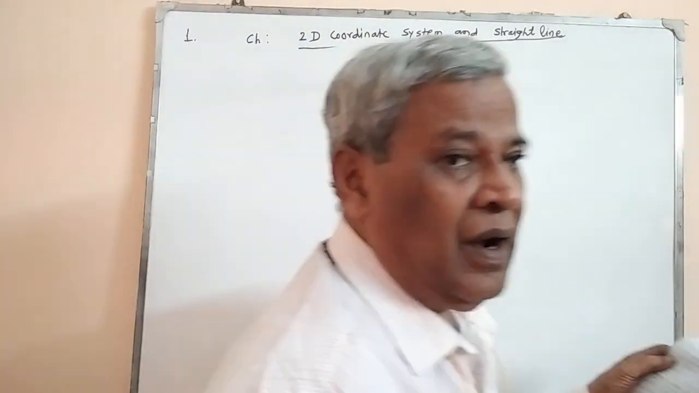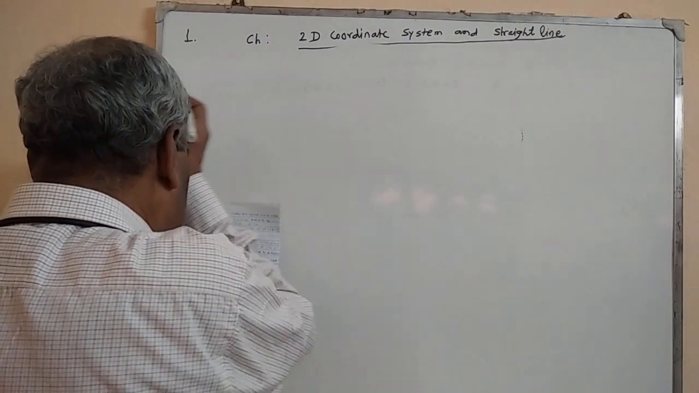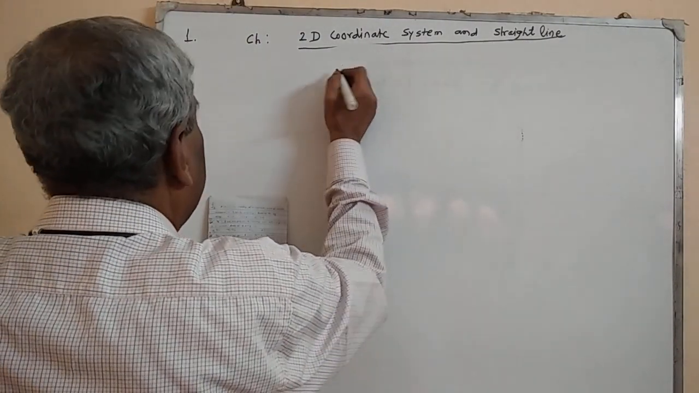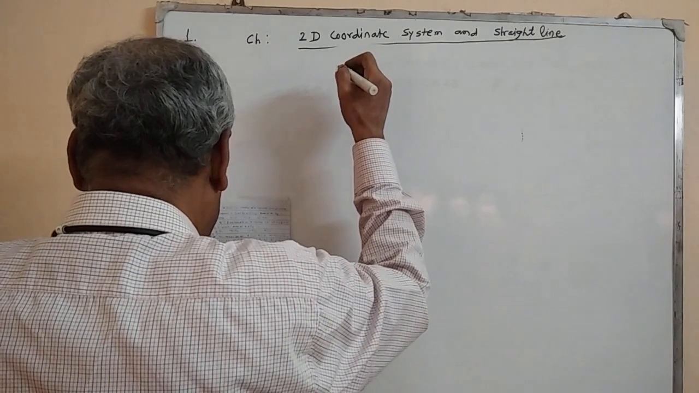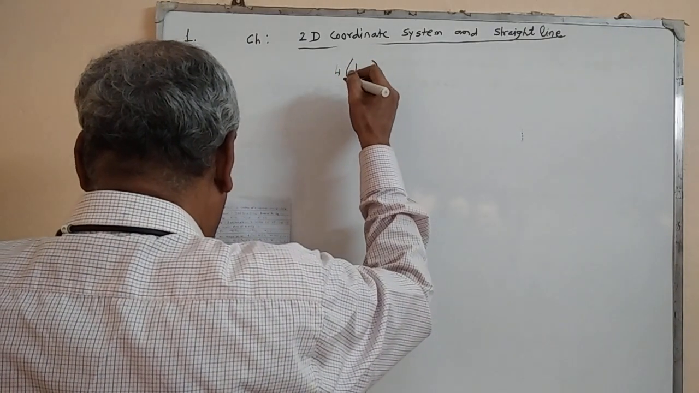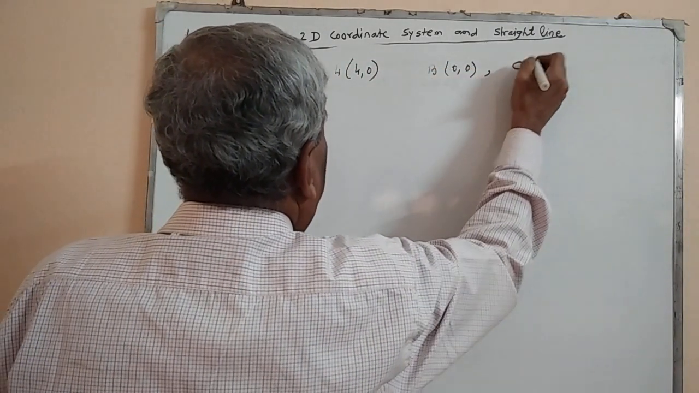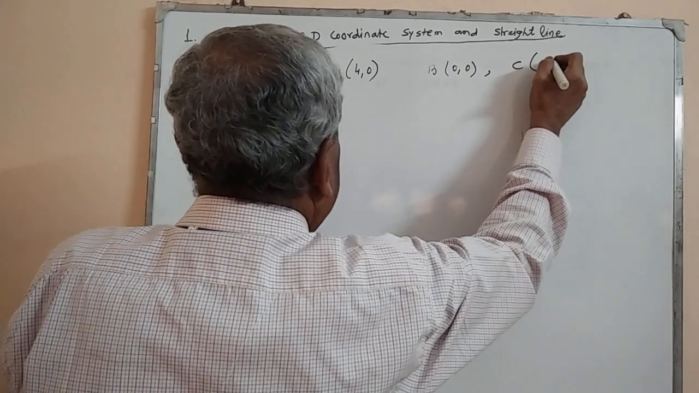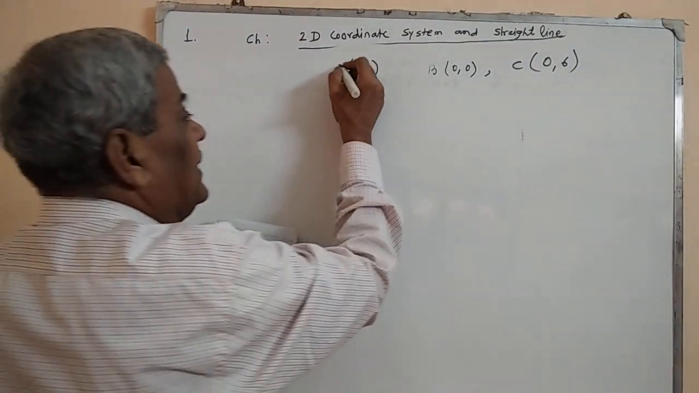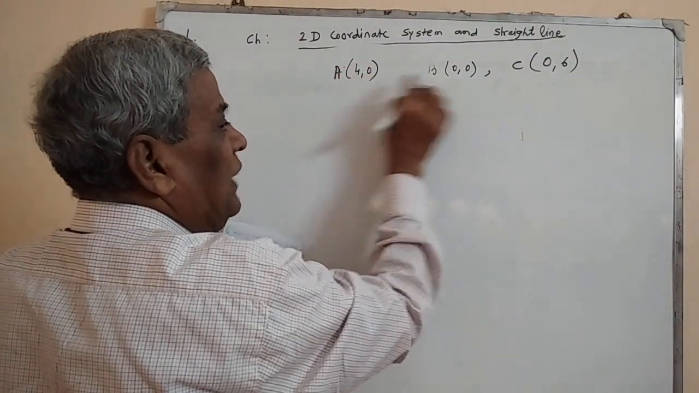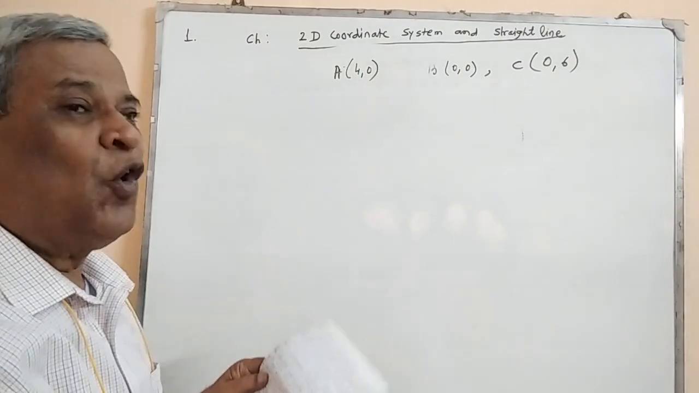Orthocenter of the triangle formed by A (4, 0), then B (0, 0), C (0, 6). So the vertices of a triangle are A, B and C. We have to find its orthocenter.